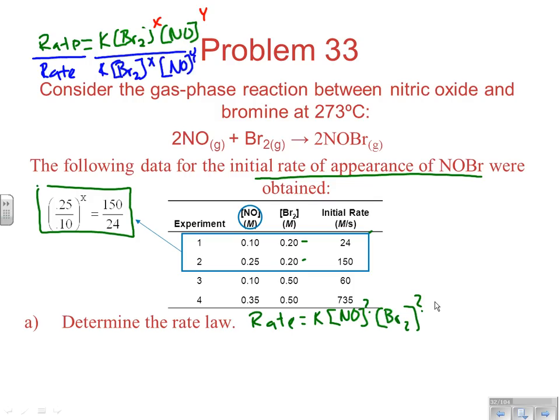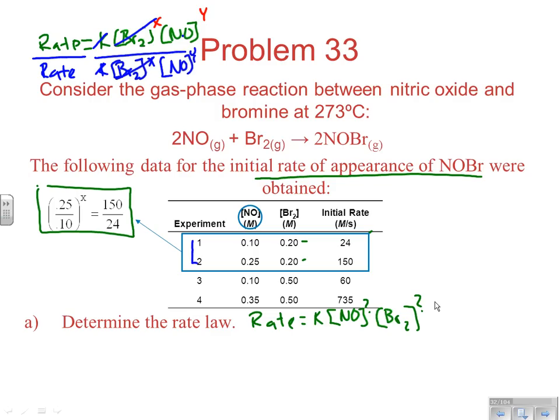Well, look at what happens in this relationship. K's are the same. They're going to cancel. Br2's, remember, were constant in experiment 1 and 2. They were constant, both 0.20. They're going to cancel. What we're going to be left with is the ratio of one situation over the other situation equals the rate of one over the other.